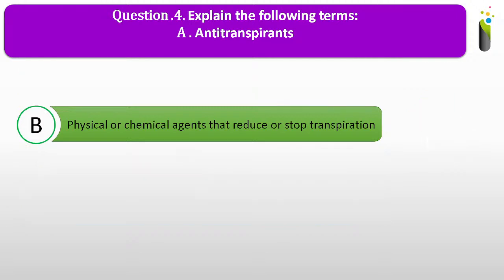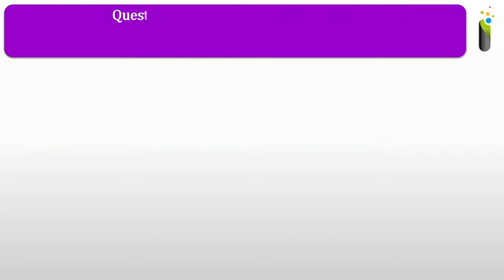So, what is the answer for question number 4A? And the correct answer for this question is B. So, the correct answer is B. Physical or chemical agents that reduce or stop transpiration. Anti means against. So you can understand why the answer is this.